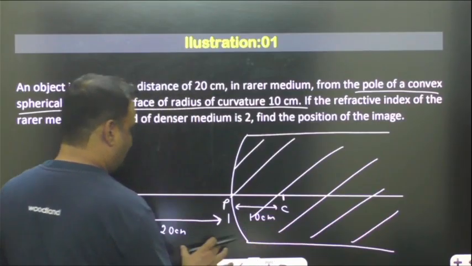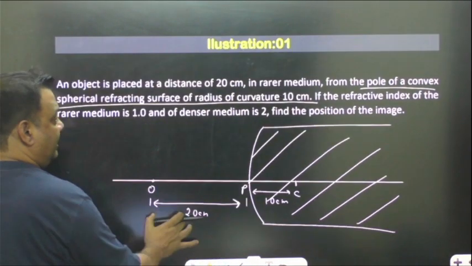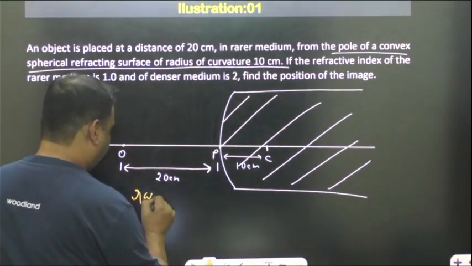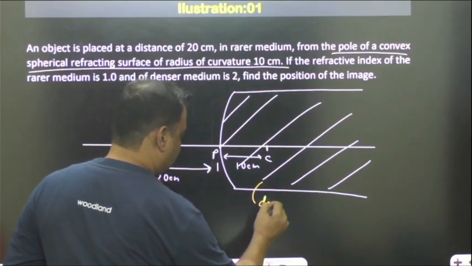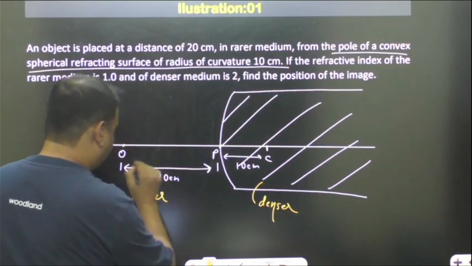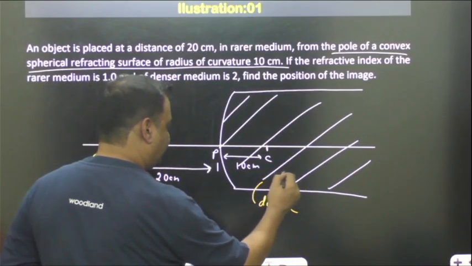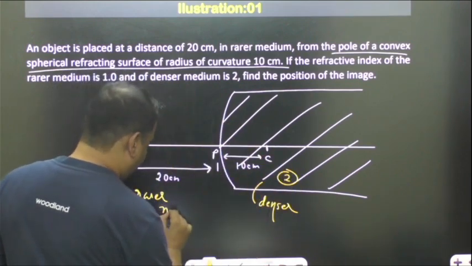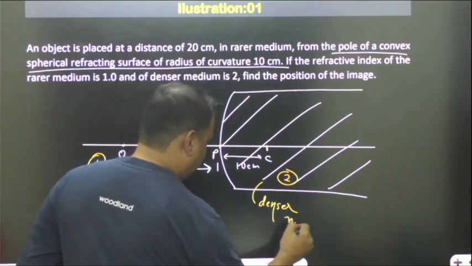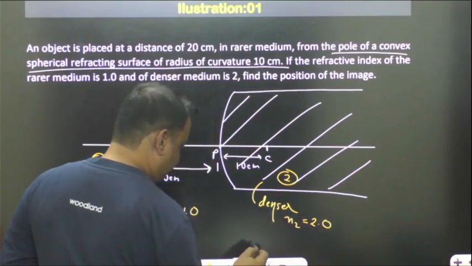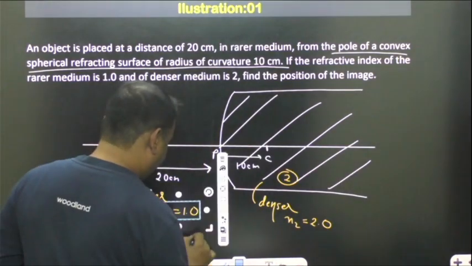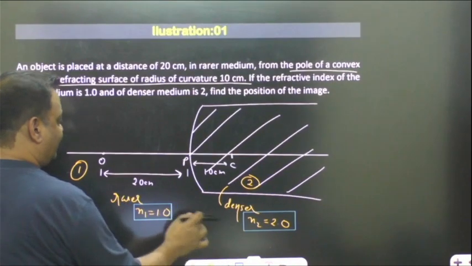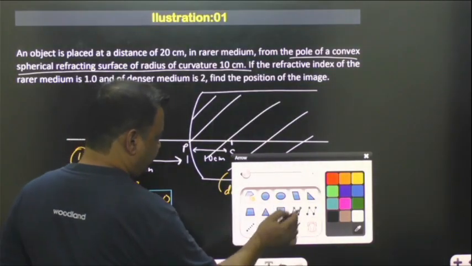The radius of curvature is 10 centimeter. The refractive index of the rarer medium is 1, so you are given this. This is your rarer medium and this is your denser medium. I am taking this as medium 1 and this as medium 2, since the ray will go from medium 1 to medium 2. So n1 is 1 and n2 is 2, isn't it? So we got the values of n1 and n2. Now find the position of the image, so we have to locate the position of the image.